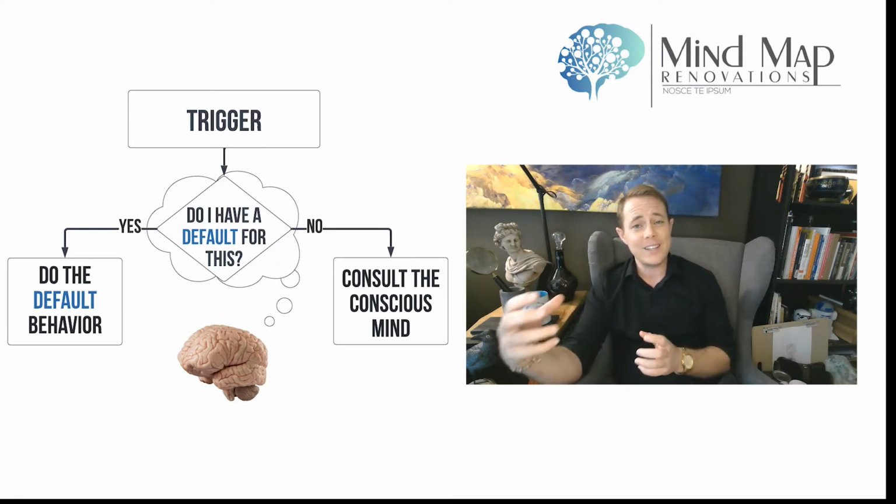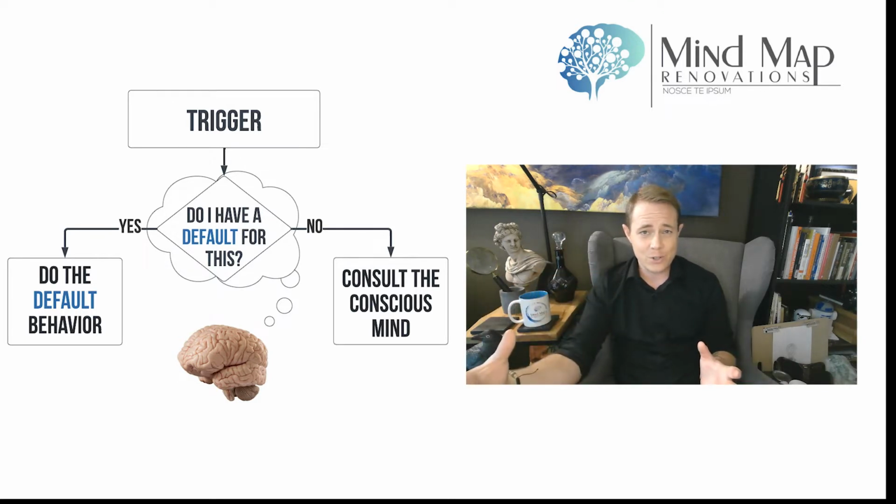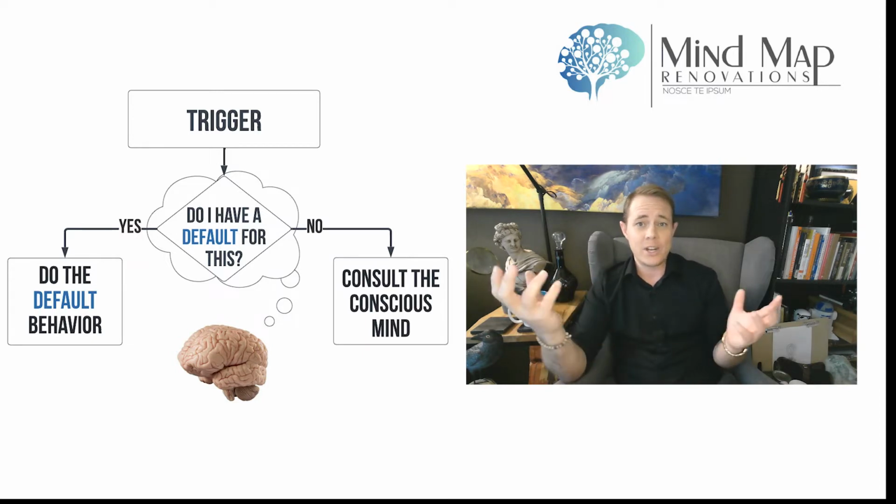On the other hand, if that trigger is something that your subconscious doesn't have any associations for, it's a brand new experience, at that point, it's going to engage those precious 40 to 50 bits of data per second to ask the conscious mind, what should I do here?